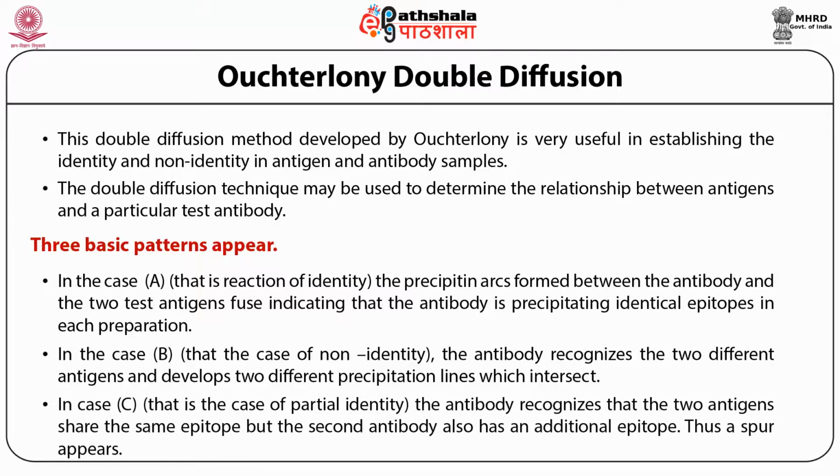Case C represents a situation of partial identity, wherein the antibody recognizes that the two antigens share the same epitope, but the second antigen also has an additional epitope, thus a spur appears.